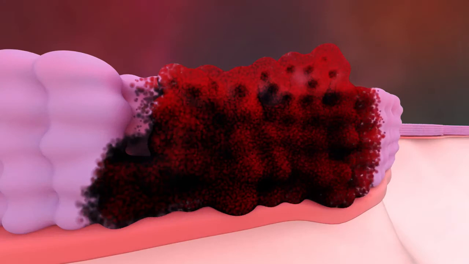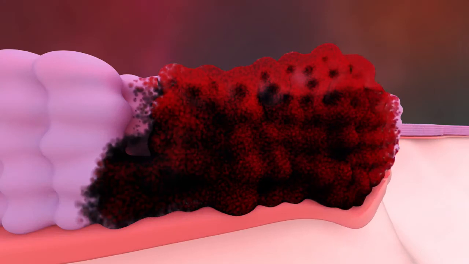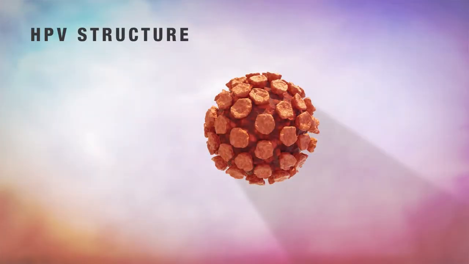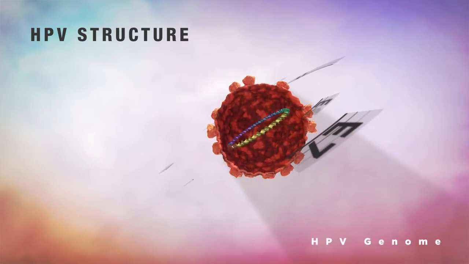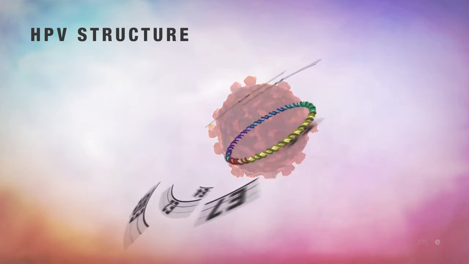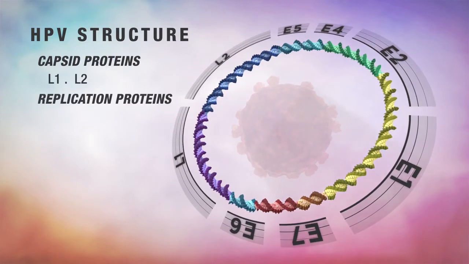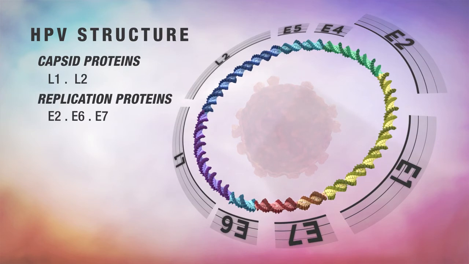To understand how infection with high-risk HPV can lead to cervical cancer and to explore the different types of HPV tests, let's first consider the structure of the virus. HPV consists of a capsid surrounding a circular viral genome. The genome contains genes for capsid proteins L1 and L2, as well as genes that are involved in replication of the virus, such as E2, E6, and E7.